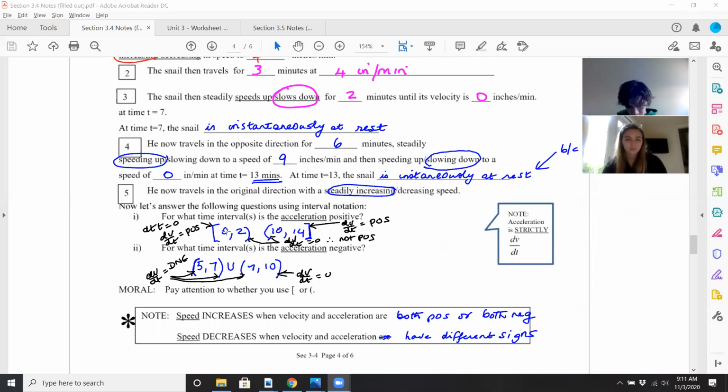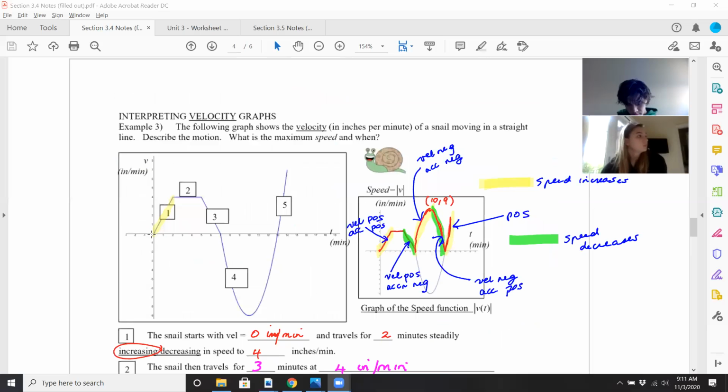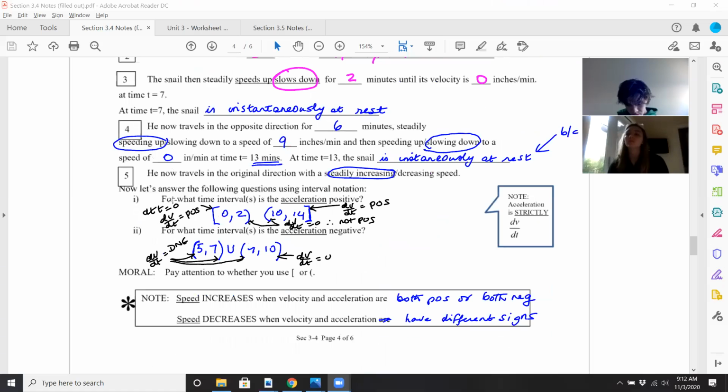And sometimes, just to avoid confusion, they say, you know what, just keep everything open. But technically, your acceleration is positive at 0 because you have a positive slope. But you don't have a derivative at x equals 2 or t equals 2 because there's a corner. It's not differentiable there. That's why you do an open interval there.